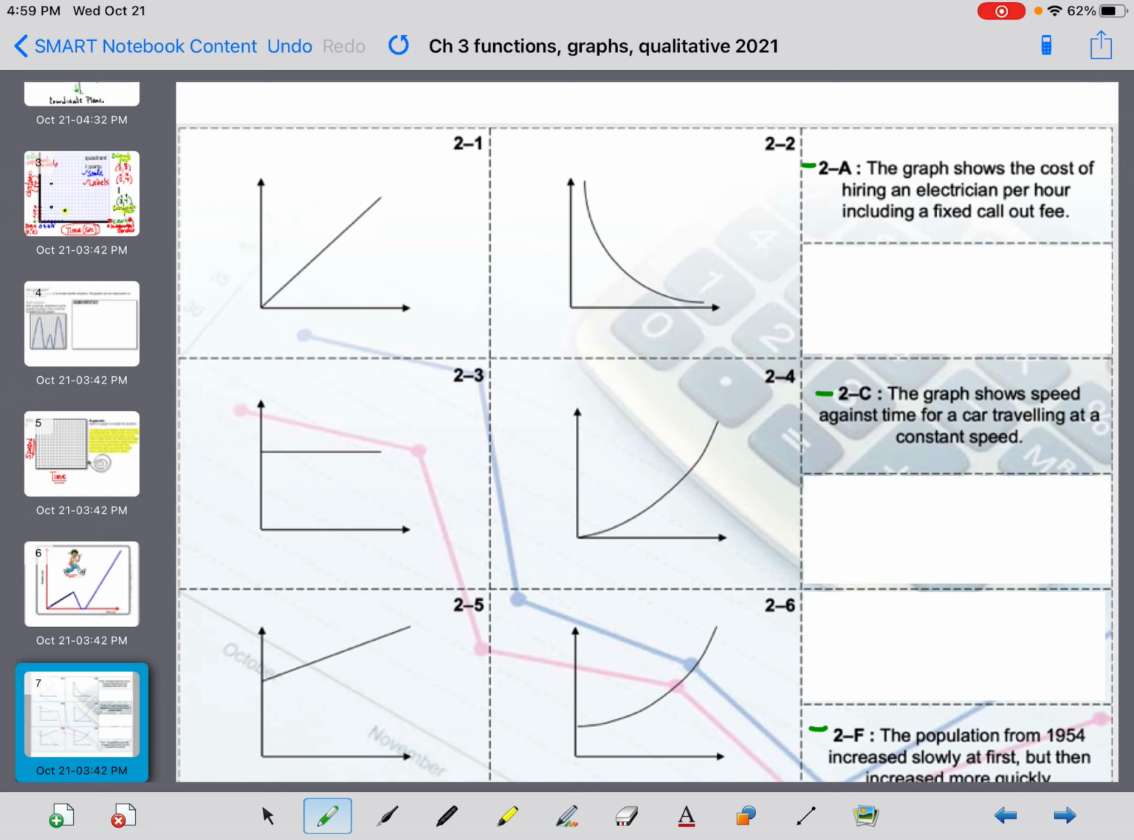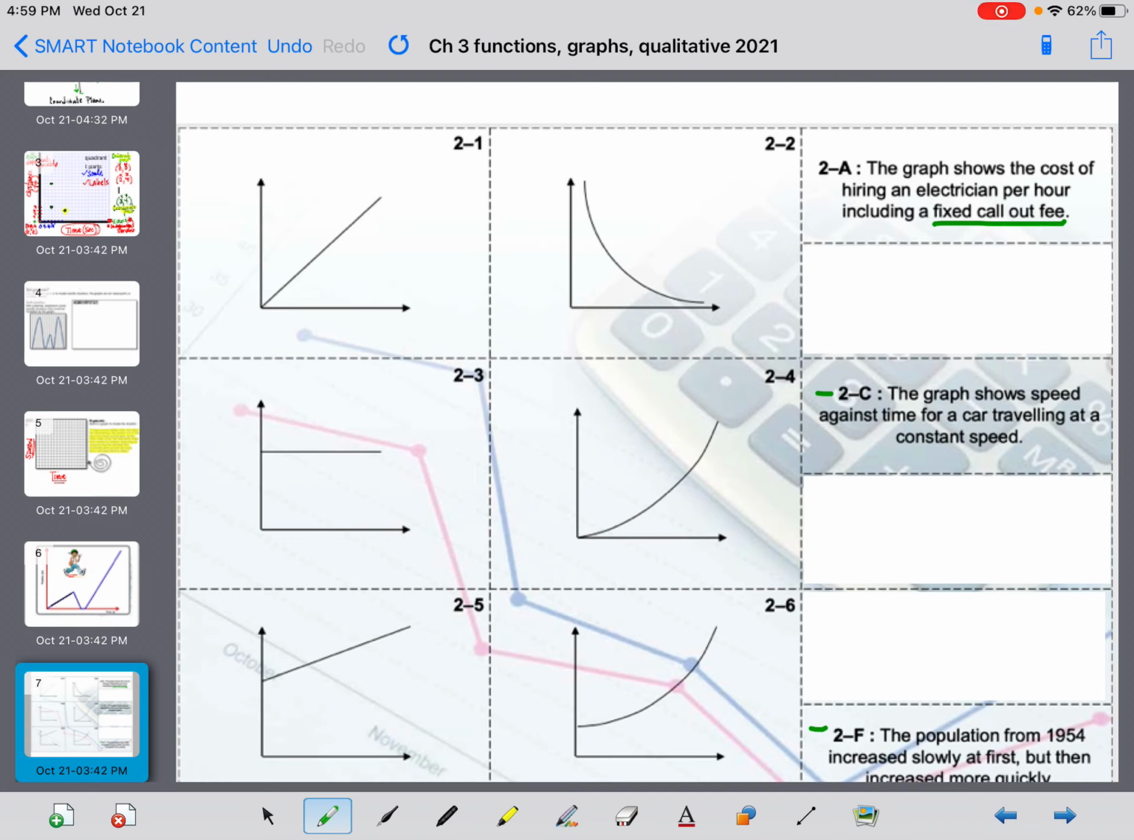scenario says that the graph shows the cost of hiring an electrician per hour, including a fixed fee. And remember, this is kind of like our y equals blank x plus blank. When we were writing these, now we're going to try and come up with some graphs. One thing that sticks out in my mind is that this is a fixed fee, right? He has to pay that up front. So the initial value of my graph is not going to be 0. I know that because he has to pay some money right up front before any work happens.